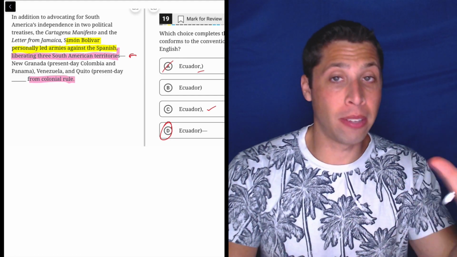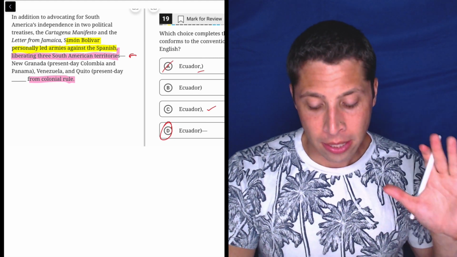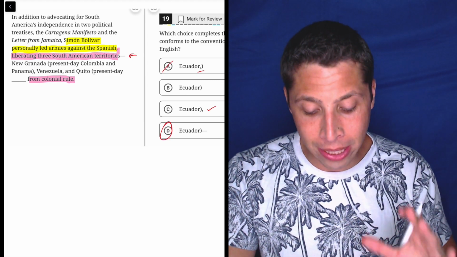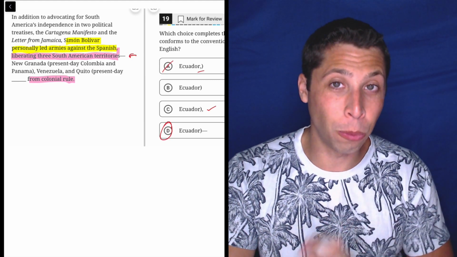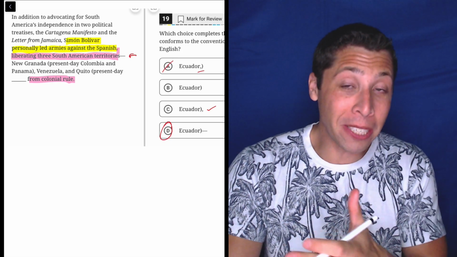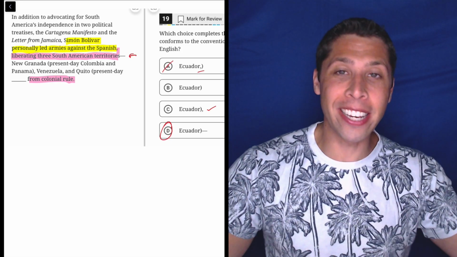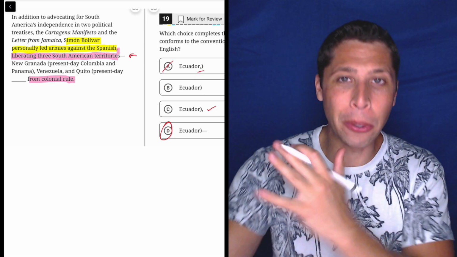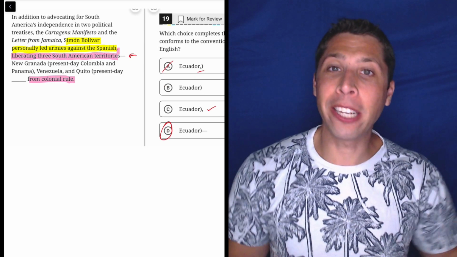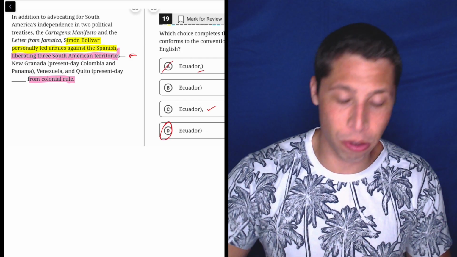So let's read it without the dash pieces. Let's just see how this sounds. Simón Bolívar personally led armies against the Spanish, liberating 3 South American territories from colonial rule. Notice it flows nice. And that's probably a good way to write this, is let your idea complete itself. And then if you need to put these examples, you can always put them at the end. But it's grammatically correct to insert them in the middle as long as we use the right punctuation.